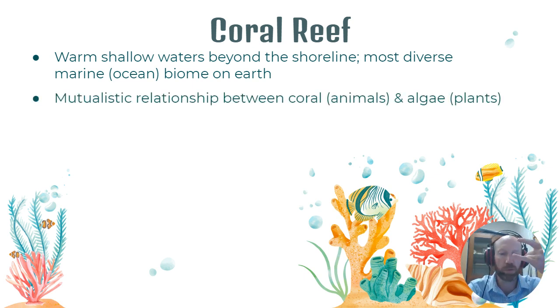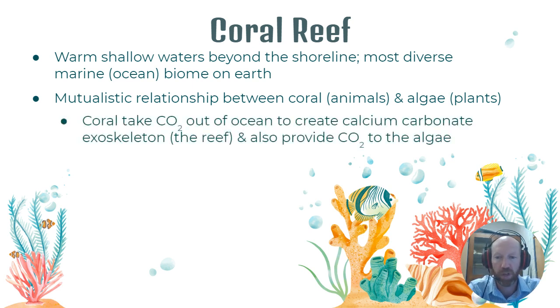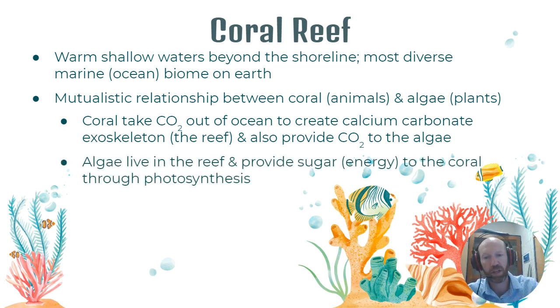And there's this mutualistic relationship, if you remember back to section 1, between the coral, which are animals, and the algae, which are plants. The coral take the carbon dioxide out of the ocean, create calcium carbonate, the exoskeleton, which actually forms the reef, and they also provide CO2 to the algae. When the algae then take that CO2, they live in the reef, provide sugar by photosynthesizing to the coral.